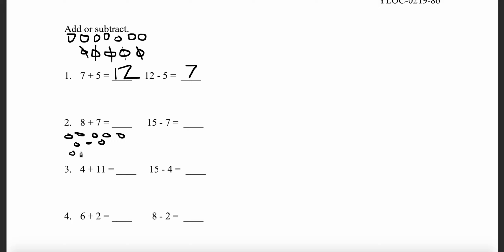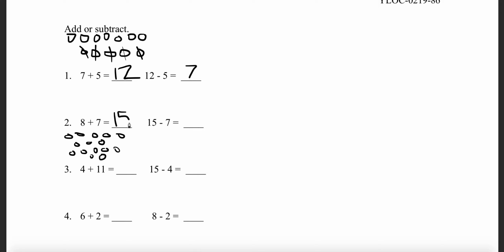1, 2, 3, 4, 5, 6, 7. And let's count how many circles there are in all. So there's 1, 2, 3, 4, 5, 6, 7, 8, 9, 10, 11, 12, 13, 14, 15. So 8 plus 7 is equal to 15.